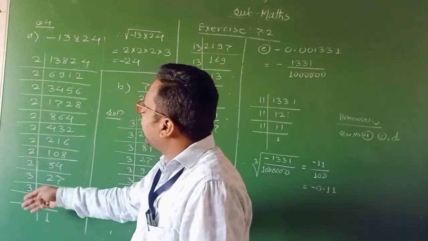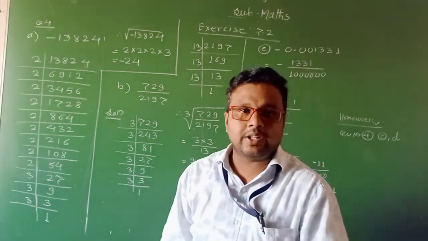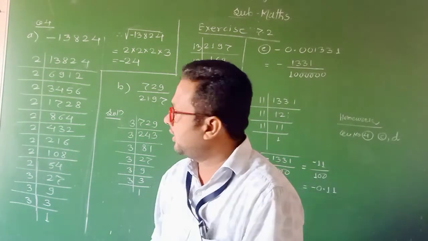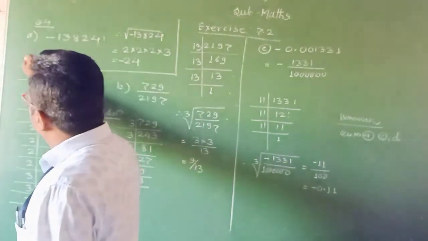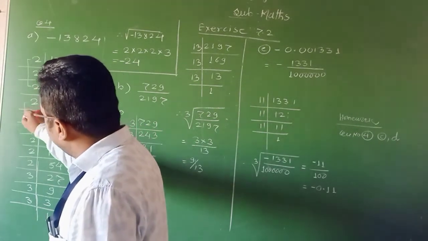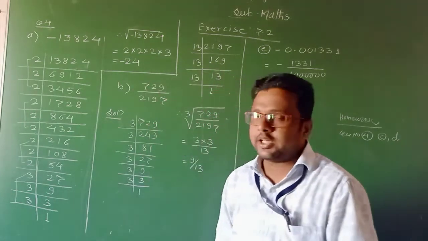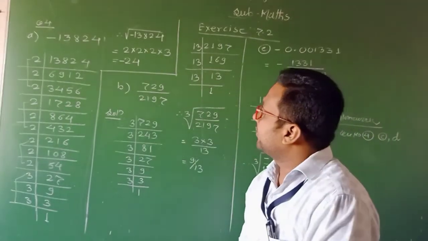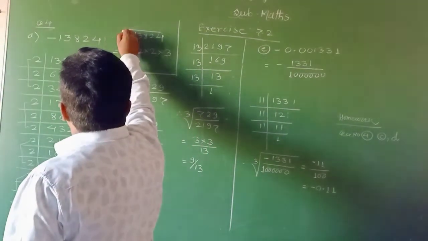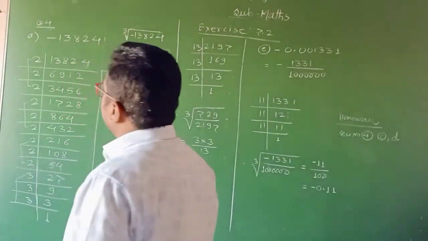These are the prime factors of 13,824. We know that for a cube, the prime factors are in groups of 3. First we make the groups of 3. There is 2 three times, then again 2 three times, and then 3 three times. In this way there are groups of 3 numbers. Now to find the cube root of this number, it is represented like this. This is the sign of cube root.